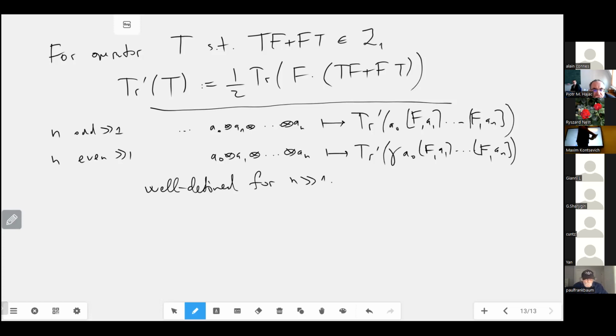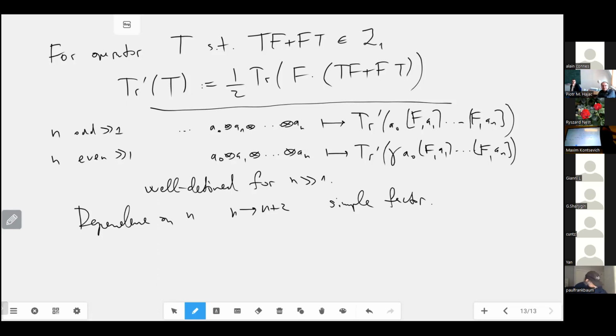So that's the first property, and the second is dependence on n. Going from n to n plus two, because we consider things of a given parity, is given by some simple factor. We get essentially the same number. You normalize by dividing by factorials or gamma functions.